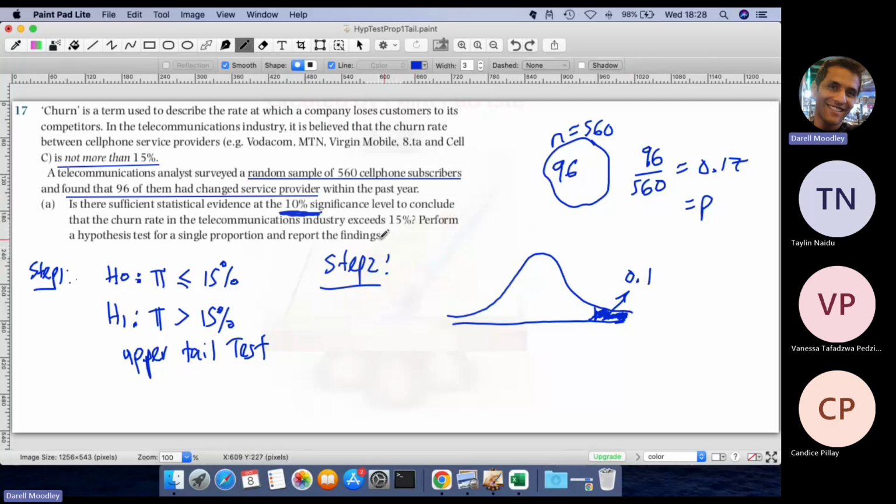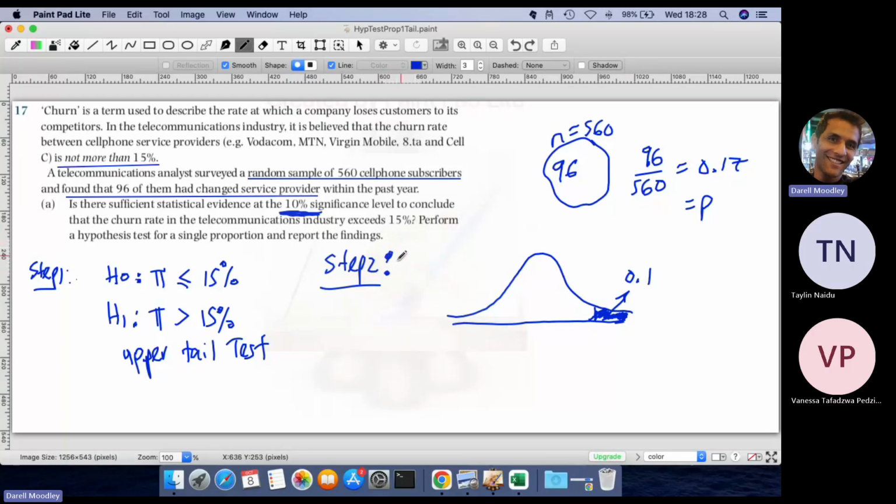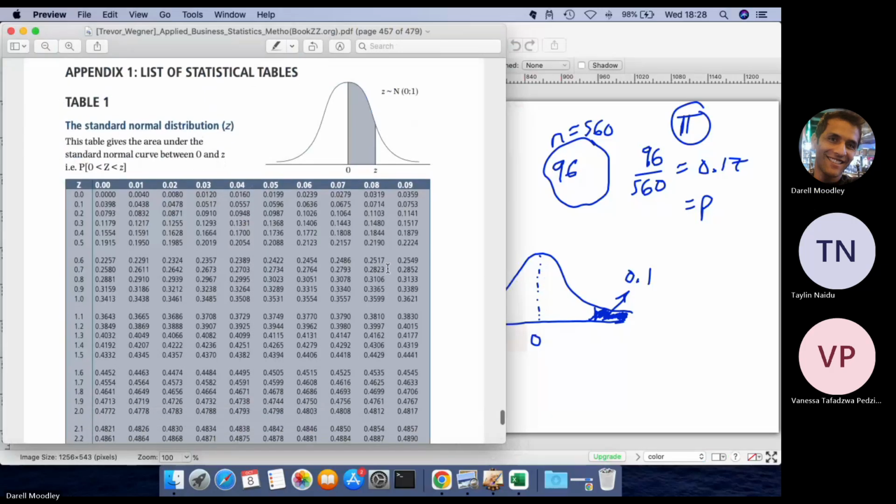Now, if you recall what I said earlier, for hypothesis testing, specifically for proportions, that is pi, it's always going to be a z-test. You don't have to worry whether you'd be using a t-test or a z-test. You will always use a z-test for proportions. So we're going to use our z-table in the back of our textbook, which is centered at 0. So here's our table.